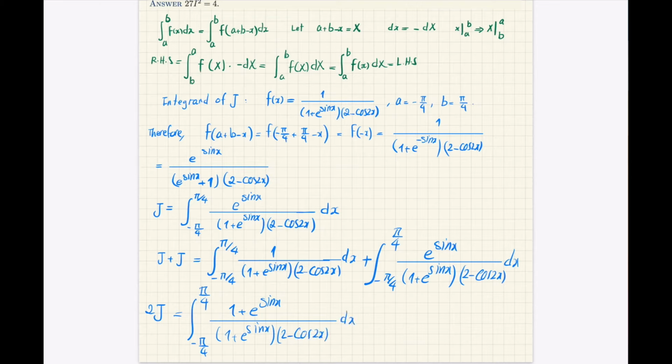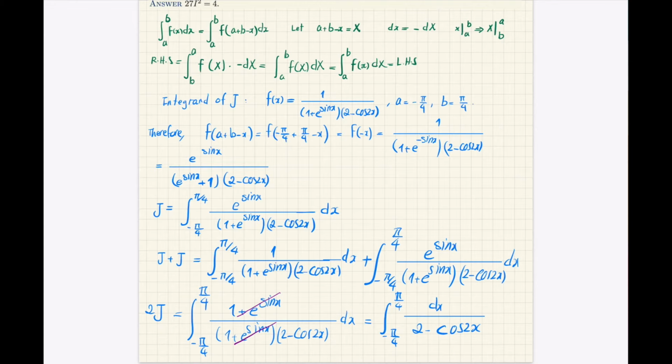And now the nice thing happens: this is exactly this factor, so this will cancel out. And then this becomes equal to the integral from minus pi over 4 to pi over 4 of dx over just 2 minus cosine 2x. Actually the hard factor is now eliminated. And sorry, this is not 2 here. Okay, so that's just cosine.